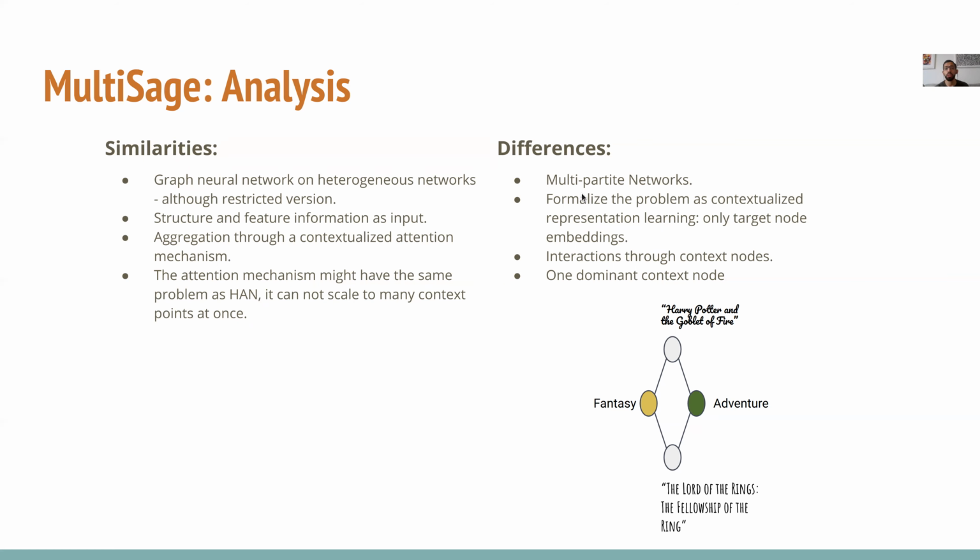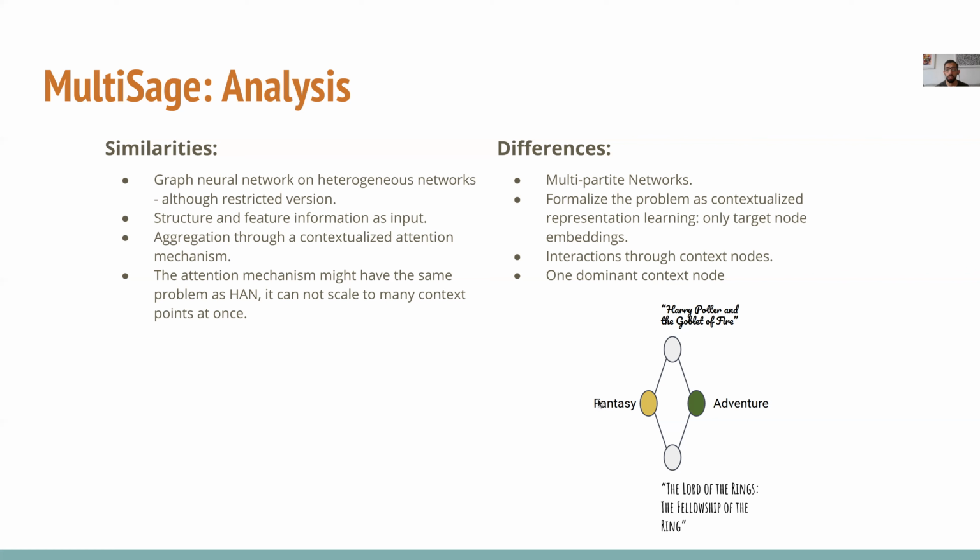So these are the similarities between MultiSage and the previous works. Differences: it's a multipartite network. Also, the way they formalize the problem is more of a contextualized representation learning, because they only want to learn the embedding of the target node. They do not care about learning the embedding for the context nodes. Also, there's a strong assumption that all the interaction should be done through context nodes, and two target nodes cannot be connected. Usually they have one dominant context node that can connect a pair of nodes. Two target nodes can only be connected through one dominant context node, and this is not very realistic.